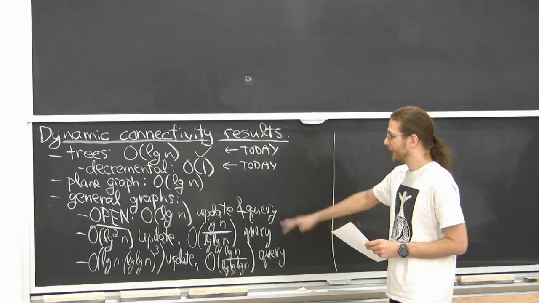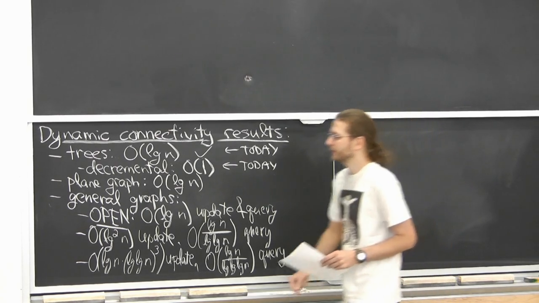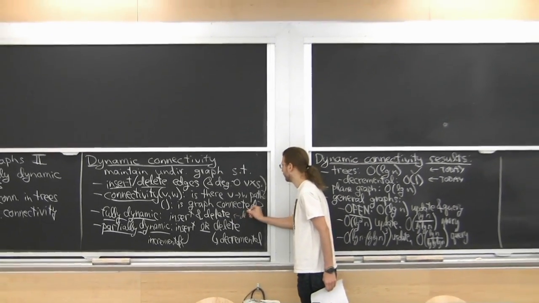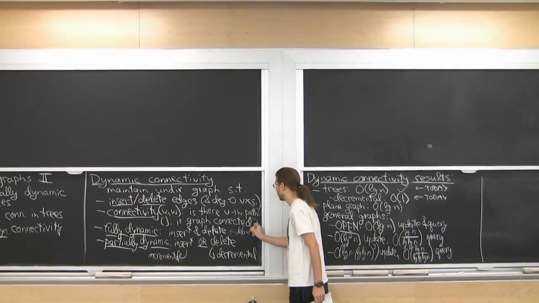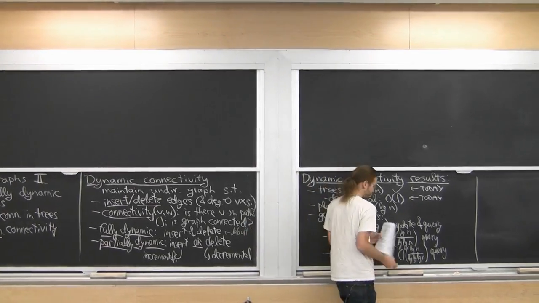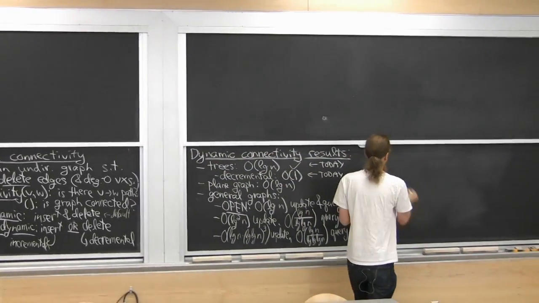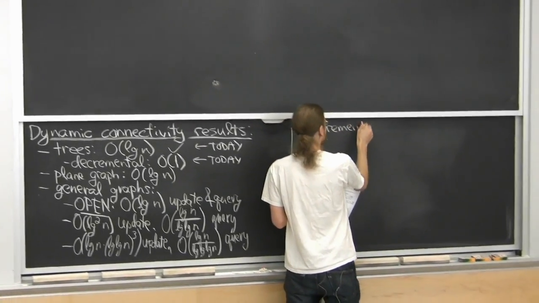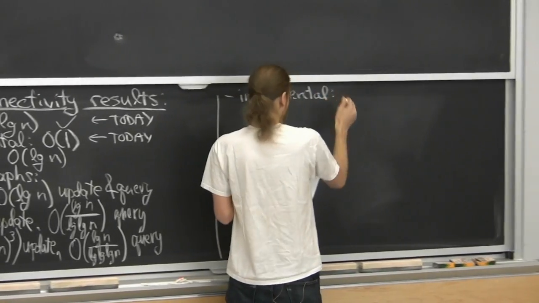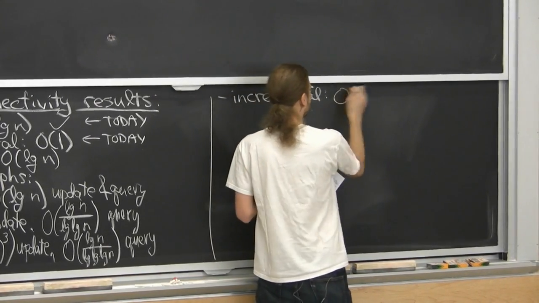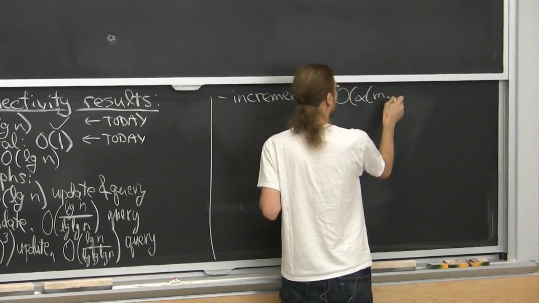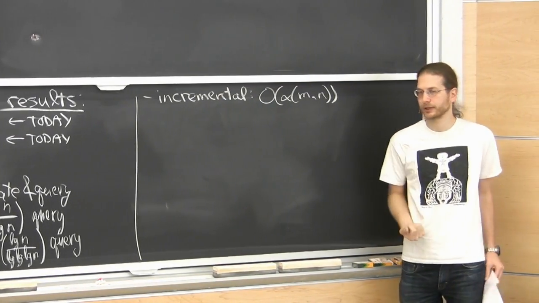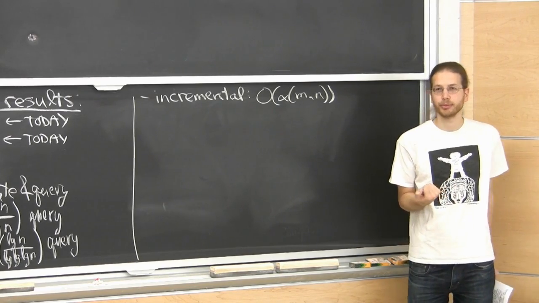So that's for fully dynamic. If I don't say otherwise, fully dynamic is always the default result. It's the case you usually care about. Cool. But if you want to do incremental, you can achieve an alpha bound because incremental dynamic connectivity is really the union find problem.